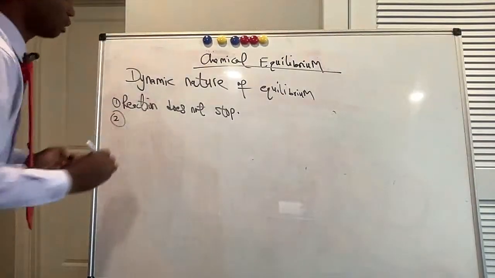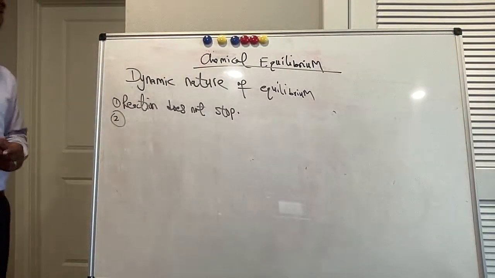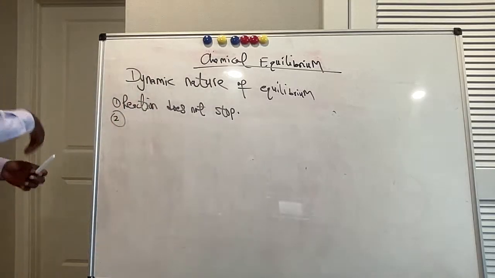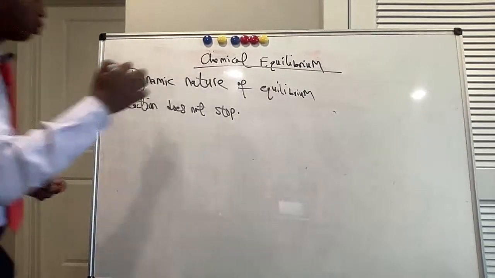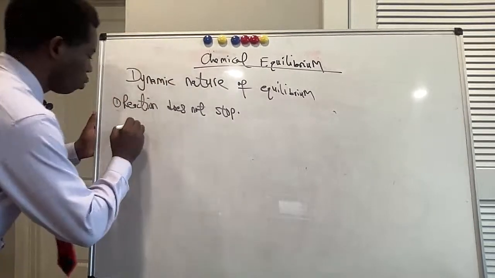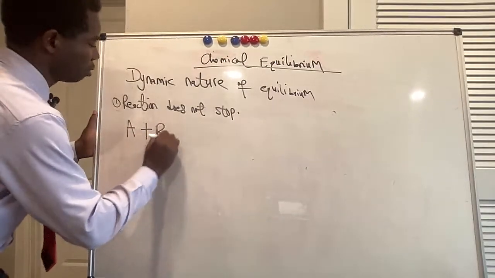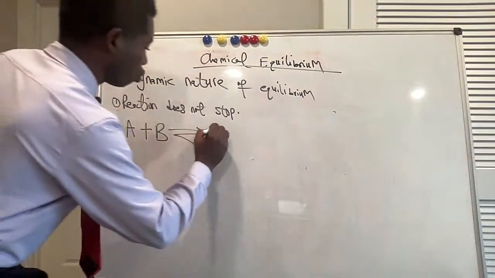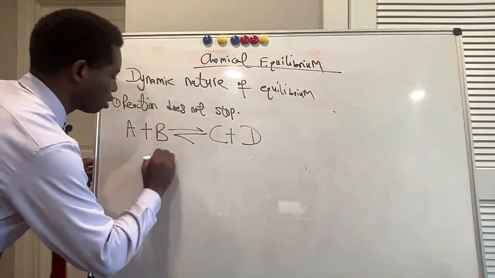Reaction does not stop. It means, just like what you said earlier, the process at which A produces B and B produces C has a constant motion. Let's look at something like this. When A reacts with B to produce C plus D, this is also a reversible reaction.